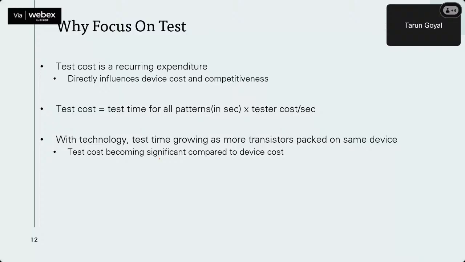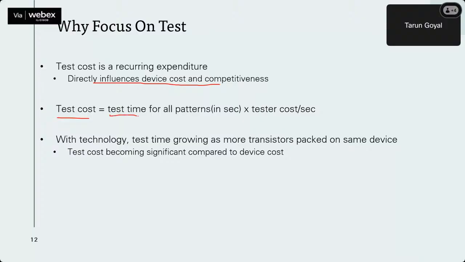Now coming to the test cost, which is a recurring expenditure and directly influences the device cost. Yes, that part is added into the device cost. Directly it reduces the gross margin of the companies. So it's not free, it's expensive. Still, companies are looking for more and more gross margin via less and less test cost, but it should be a trade-off.